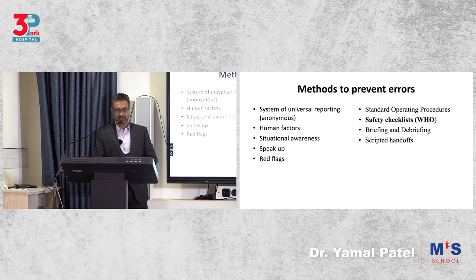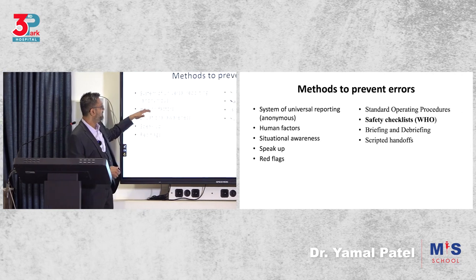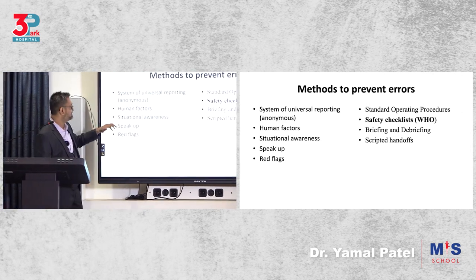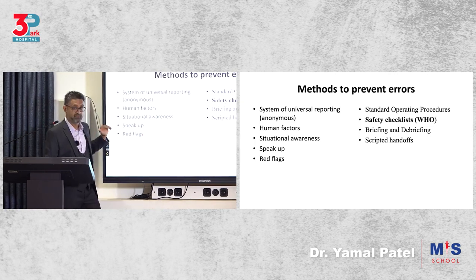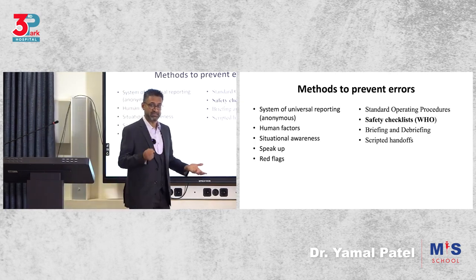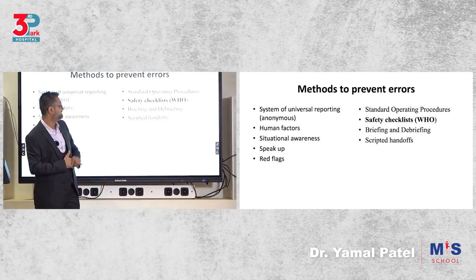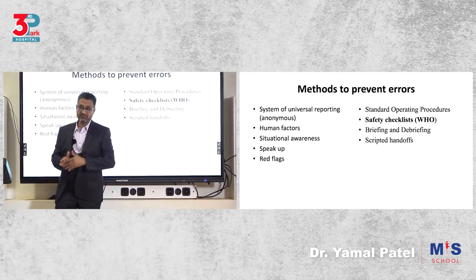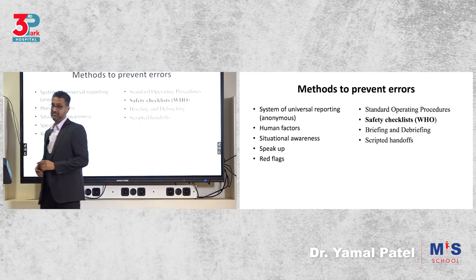How do you minimize human error? You have a reporting system that is anonymous. You have to teach people about human factors, situational awareness, make people speak up, create red flags so that when there's something, you bring up a red flag. Have SOPs in theaters, have briefing and debriefing before and after a complex procedure, have scripted handoffs, but then have the safety checklist.